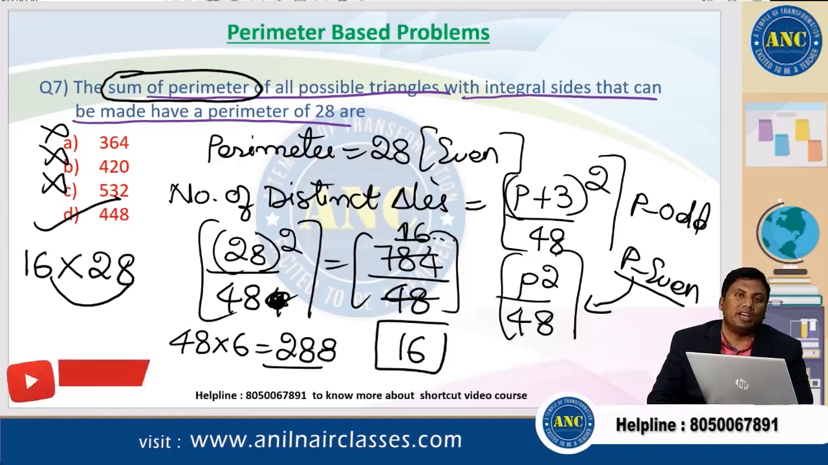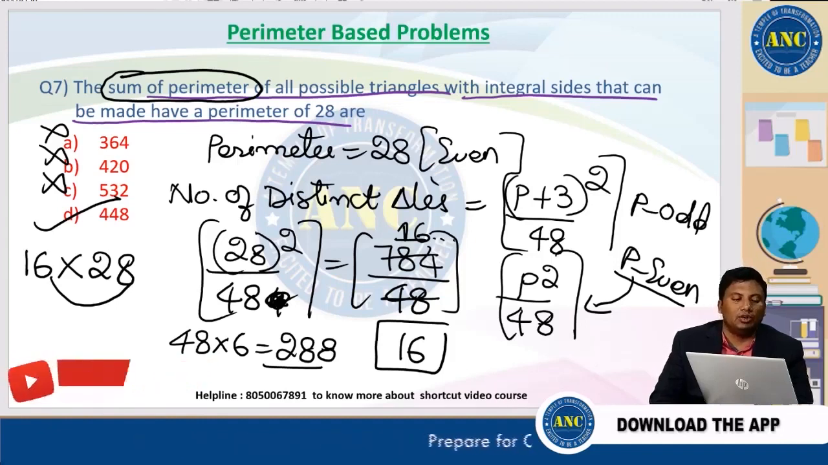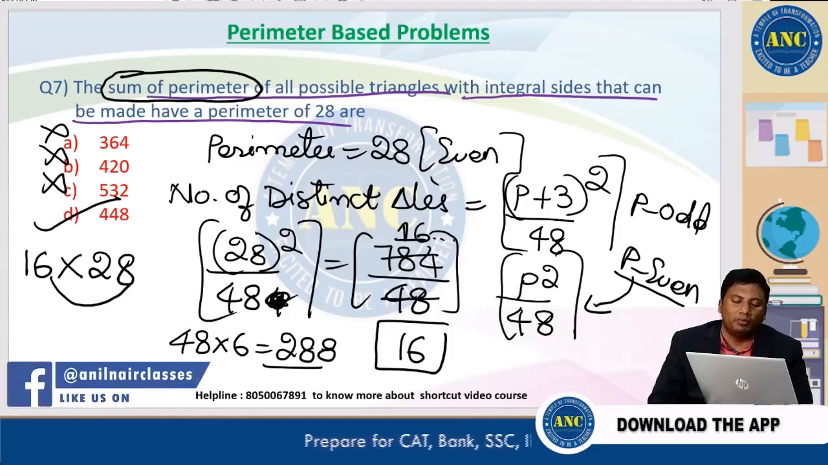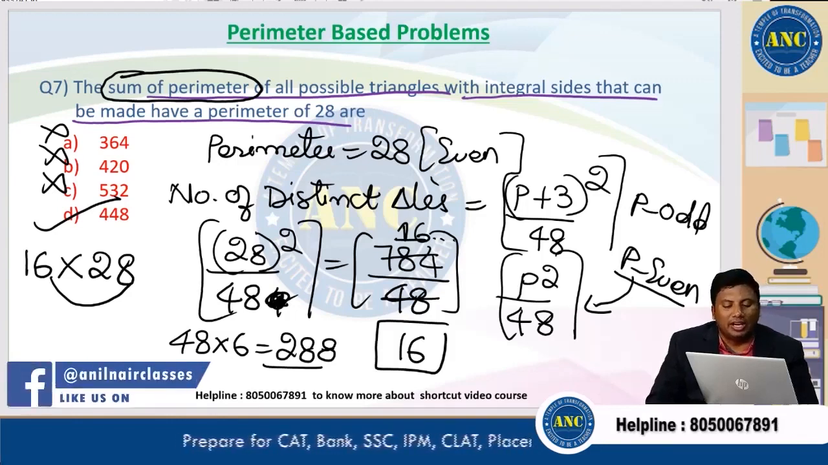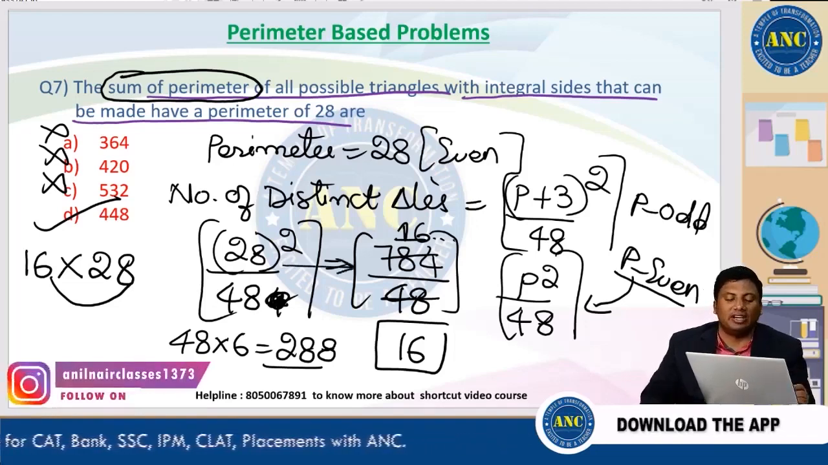16 into 28. 6 8s are 48. Unit digit will be 8. I hope the idea is clear. 448. Students might get stuck in solving this 28 square, 784.